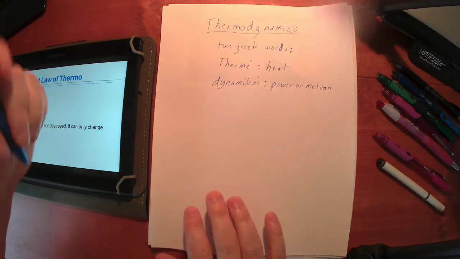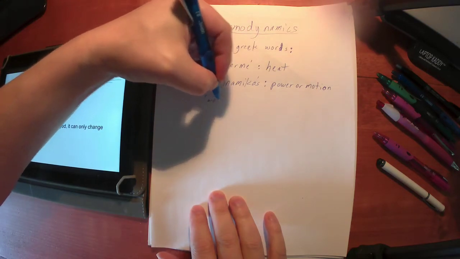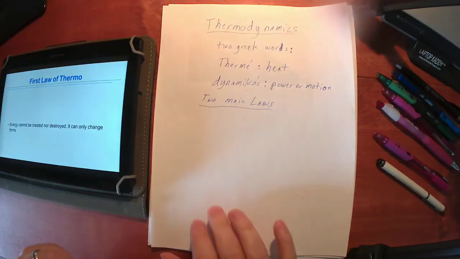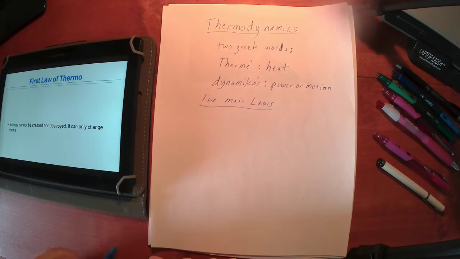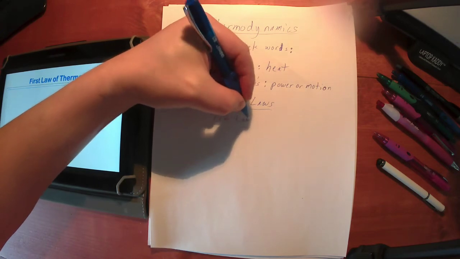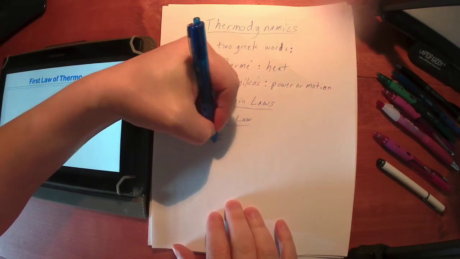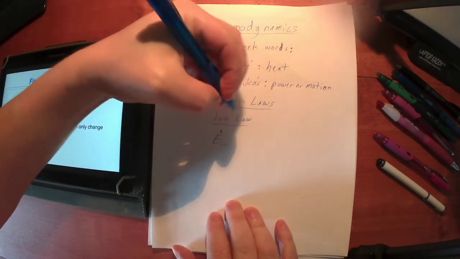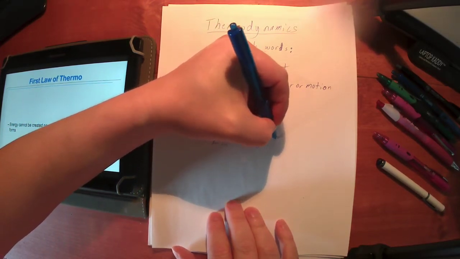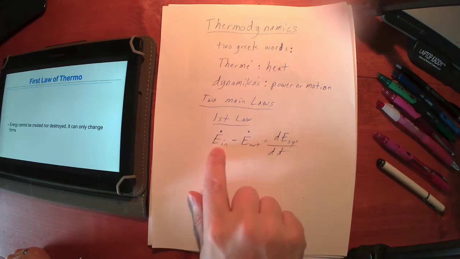Now, there are actually 4 laws of thermodynamics. There is a 0 law, there's a first law, a second law, and a third law that we will talk about throughout this semester. Let's talk about the first 2 laws. So the first law of thermodynamics tells us that if I look at the total rate of energy in, and subtract from that the total rate of energy out, that equals the change in the energy of the system with respect to time.